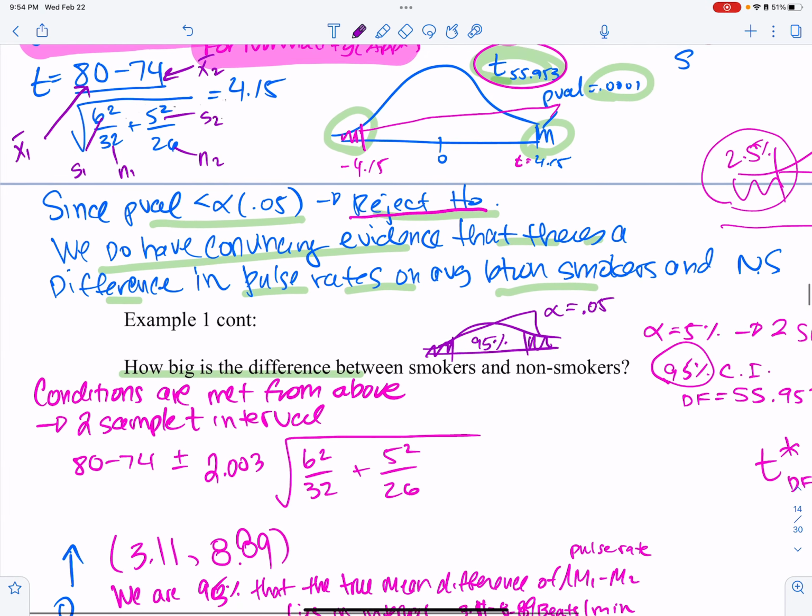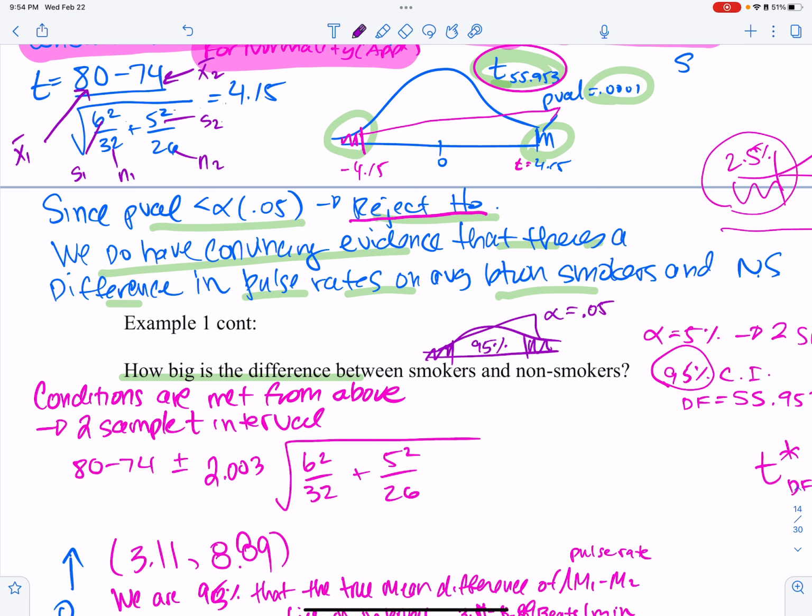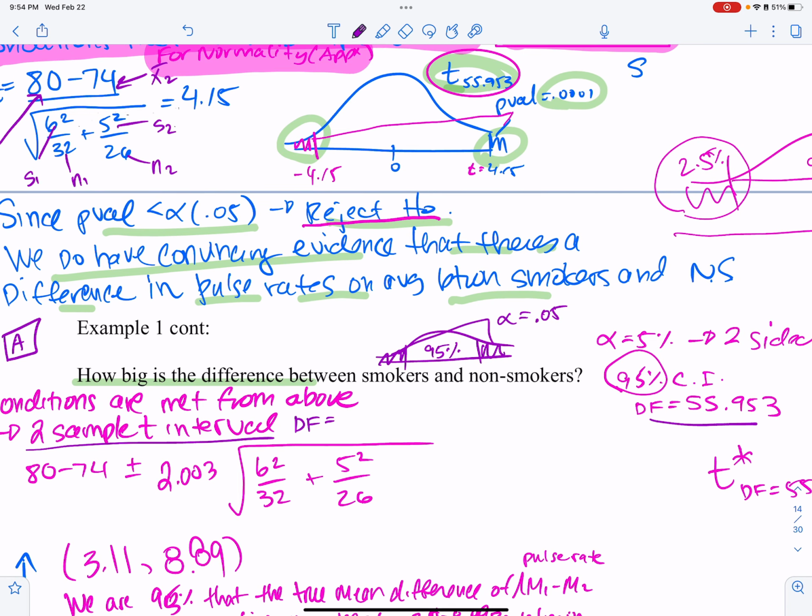Okay, so I'm going to go ahead and solve how big the difference is. The P and the A we did already above. We're going to name the test. And the test is called a 2-sample t interval with a degree of freedom of, right here, 55.953.